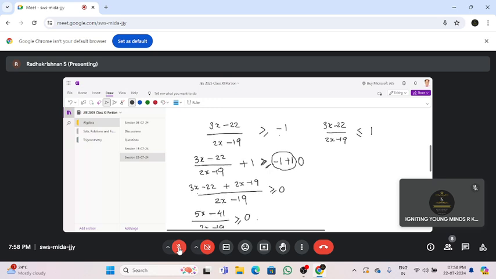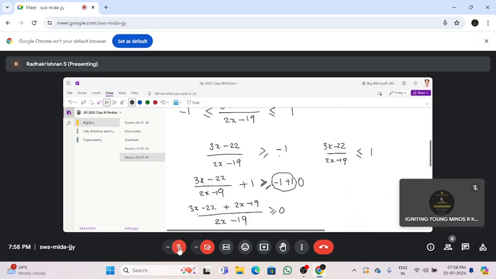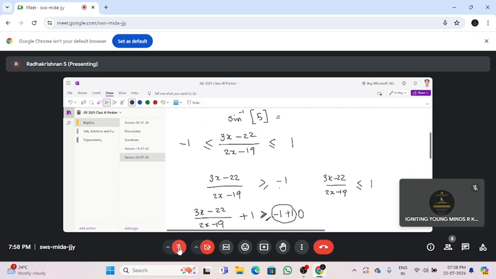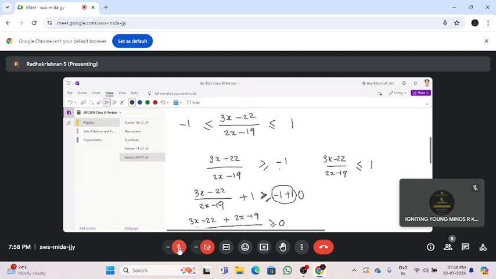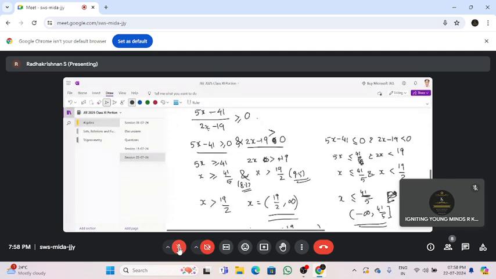Okay. So all we have done is only solve 3x minus 22 divided by 2x minus 19 greater than or equal to minus 1. That is what we have done so far. Similarly, we have to do the other side. What is the other one? 3x minus 22 by 2x minus 19 less than or equal to plus 1. So let us put that one.